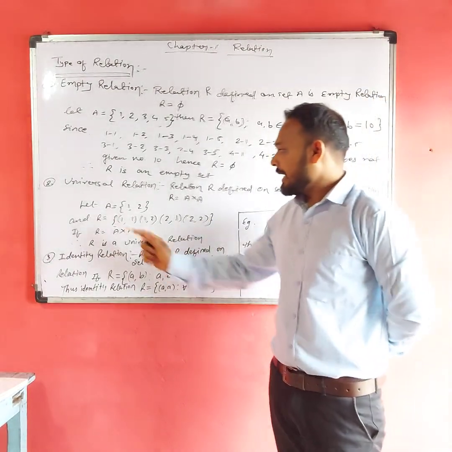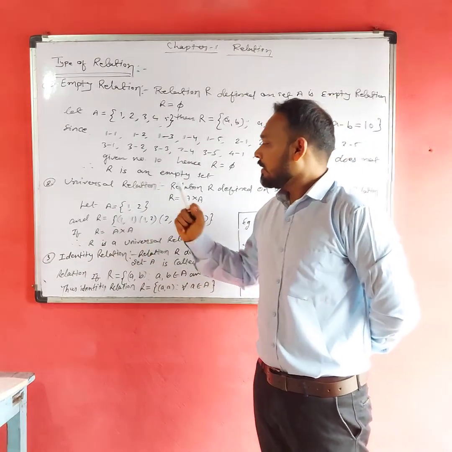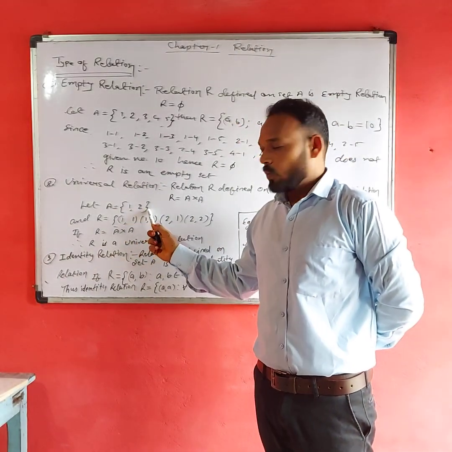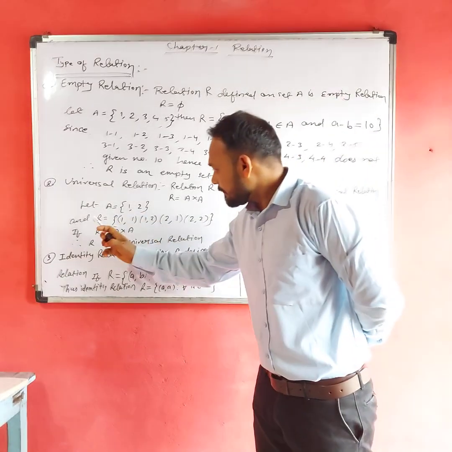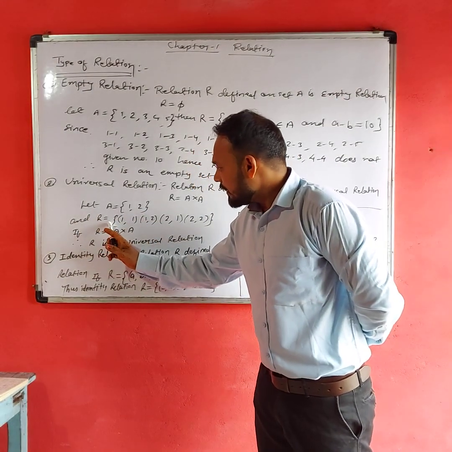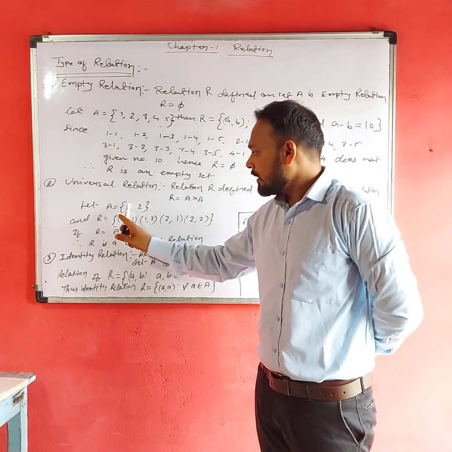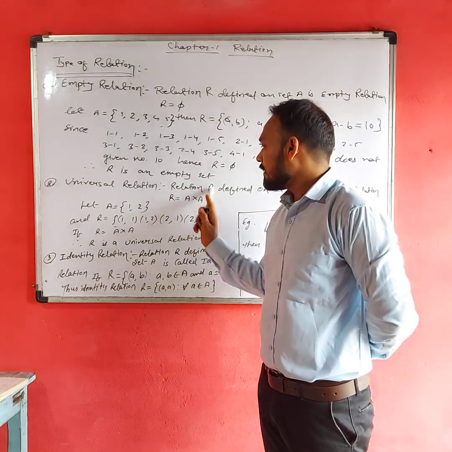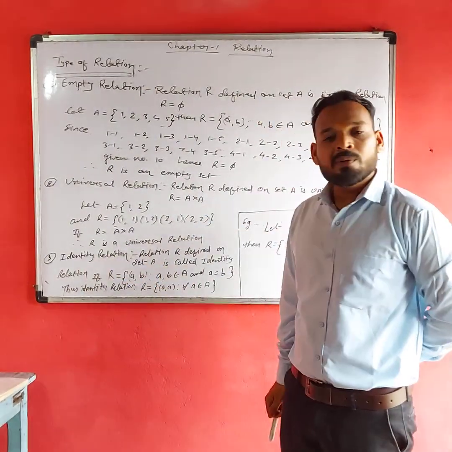Clear? Okay, let A be equal to {1, 2}. Let's take 1, 2. Then what's the relation? The relation is (1,1), (1,2), (2,1), (2,2). Why? Because it's equal to A cross A. Okay? Means R is a universal relation.